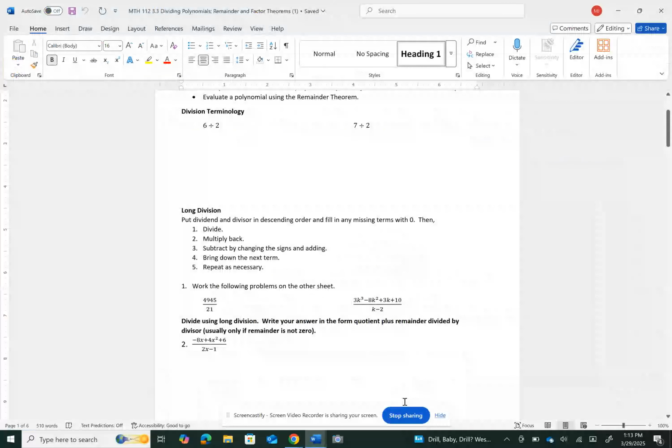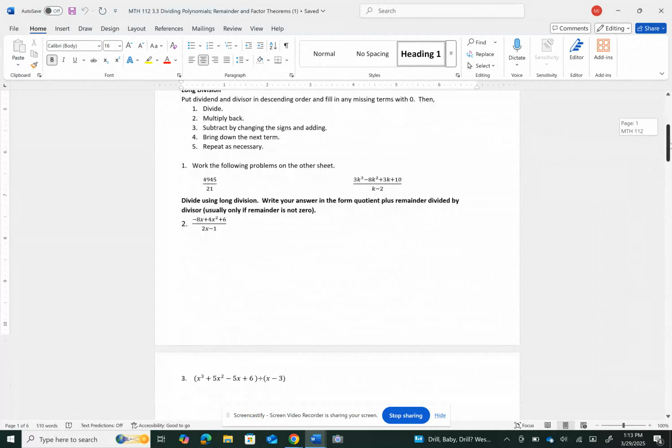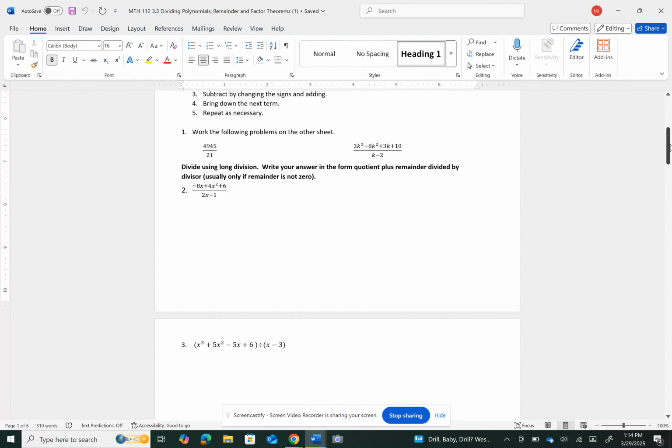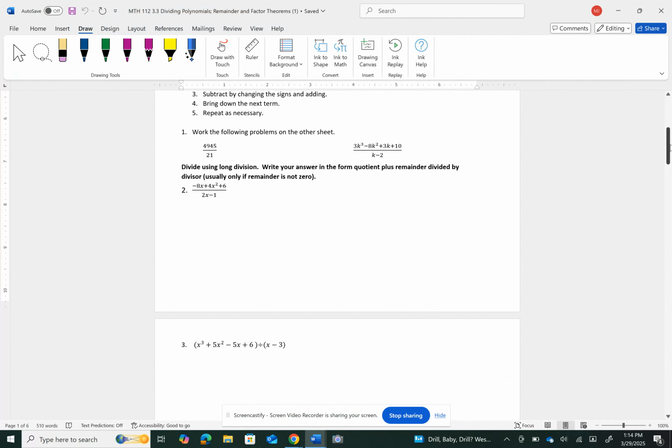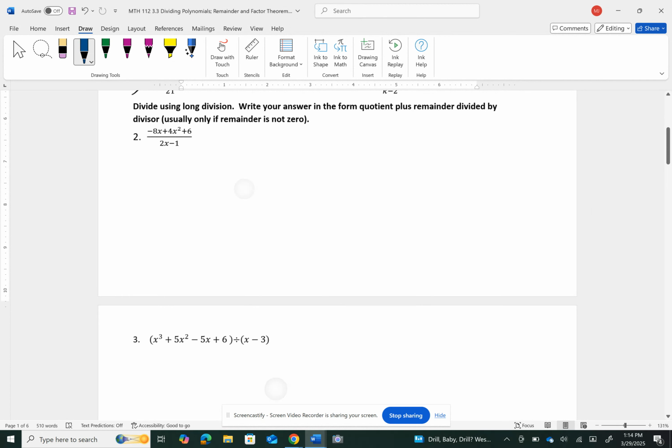So now I'm going to go to the 3-3 guided notes and work the long division examples. We've done the intro to long division. I did that a second ago in a previous video and worked these two questions. Now I'm actually going to do these other problems, dividing these using long division.